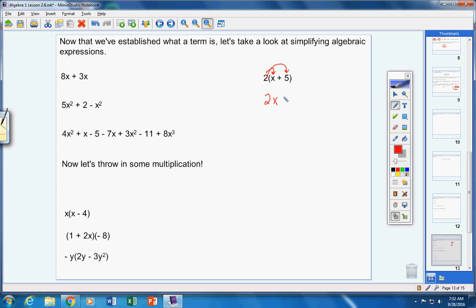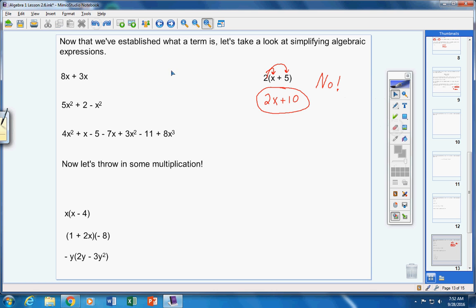2 times 5 is positive times a positive, positive 10, and we're finished. Look at that. Positive times a positive is positive 2x. Positive times a positive is positive 10. Now you know you're finished because look at this answer. You have no like terms anywhere. Nowhere. Okay? So you're finished. There's nothing you can do.